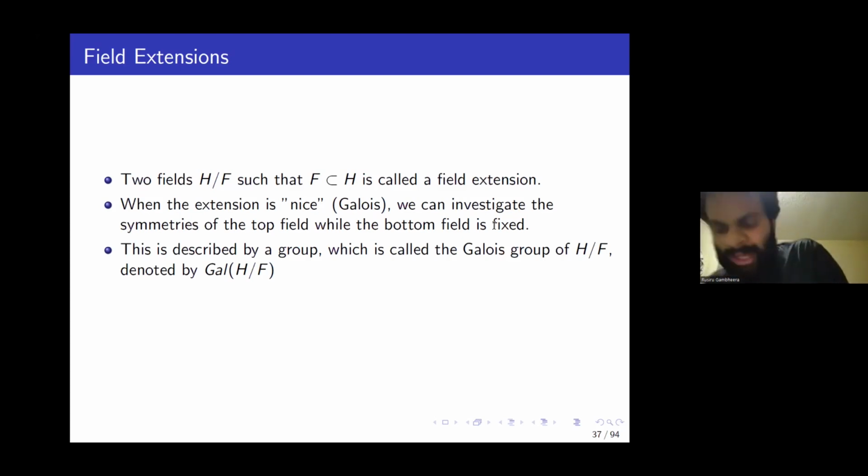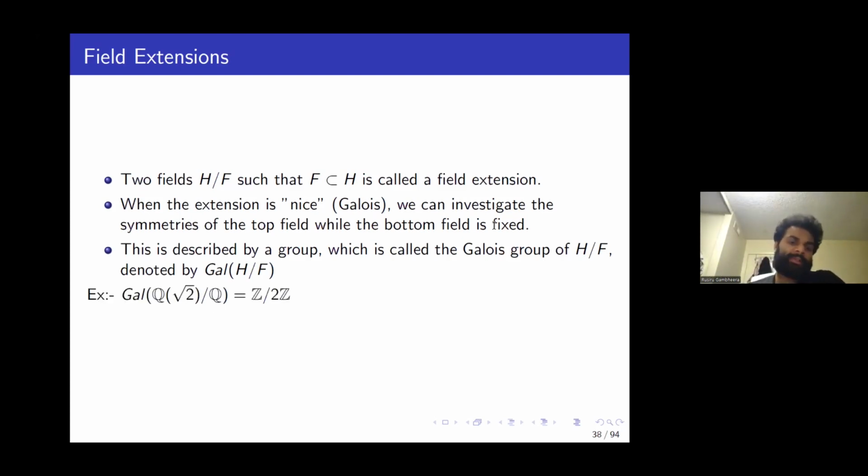I'll give you an example. Look at this extension: we have Q, the rational numbers, and we have Q adjoin root 2, elements of the type a plus b root 2. It's a field extension and it's nice, take my word for it. And you look at the Galois group of that. It turns out that the Galois group of this field extension is Z/2Z, the only group of two elements actually. I was talking about symmetries, right? What do I mean when this group is Z/2Z? What are the symmetries I'm talking about here? Okay, I can explain it very concretely.